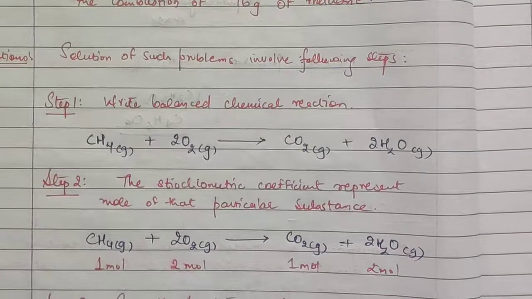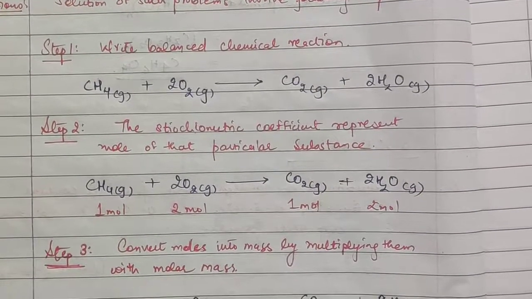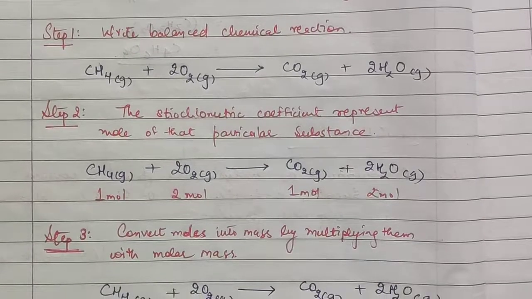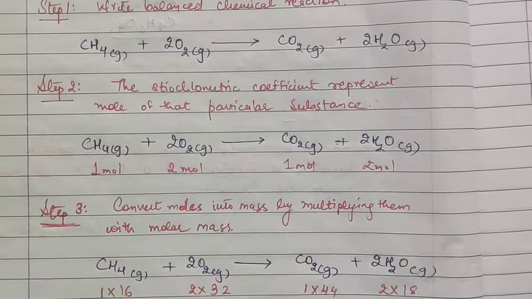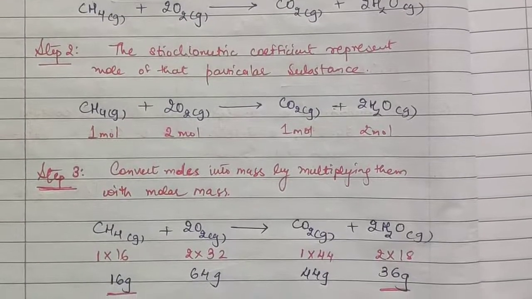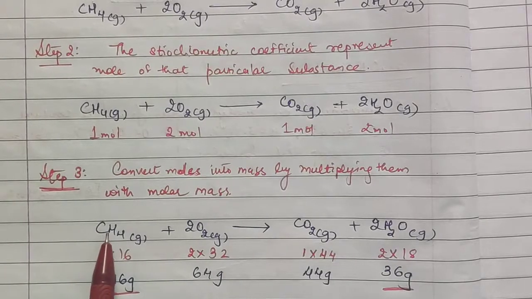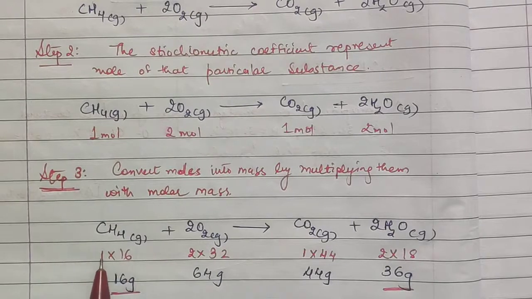Then the third step. Convert these moles into mass by multiplying them by their molar masses, students. Now you will have to find the molar masses, students. Okay, so can you see it very clearly on your screen? The molar mass of methane is 12 plus 4, that is 16, so here 1 multiplied by 16. 1 was the mole, 16 is the molar mass, so 16 gram is its mass.